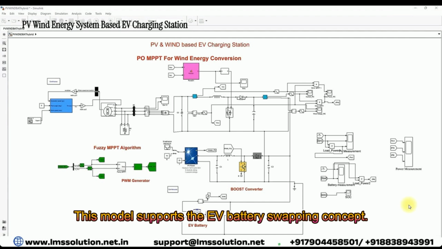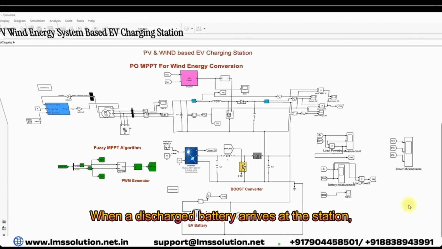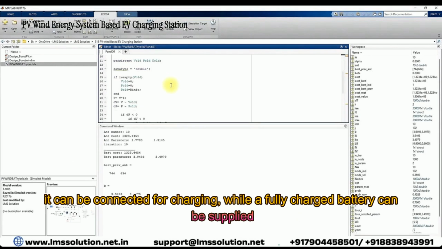This model supports the EV battery swapping concept. When a discharged battery arrives at the station, it can be connected for charging, while a fully charged battery can be supplied to the vehicle.